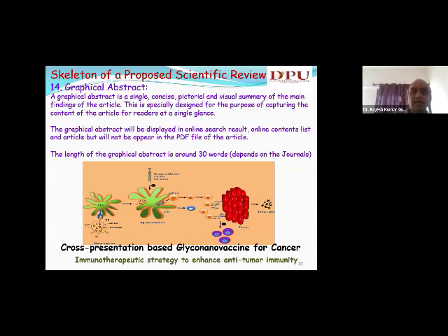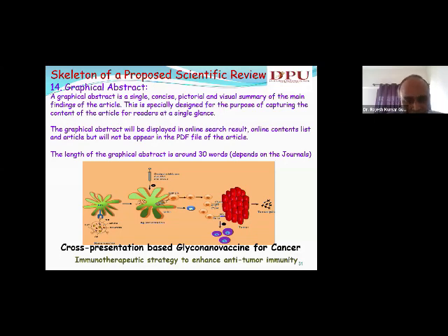The length of the graphical abstract text should be approximately 30 words. I say 30 words because I was checking one journal and found that you can write 30 words there. So this is one graphical abstract we prepared for one of our review articles, which is still not published. We wanted to say: cross presentation based glyco-nano vaccine for cancer.